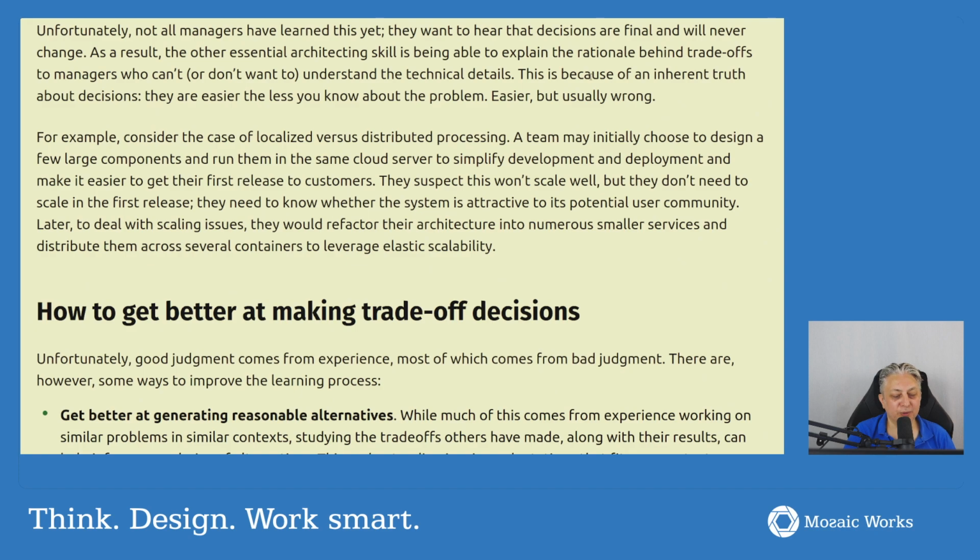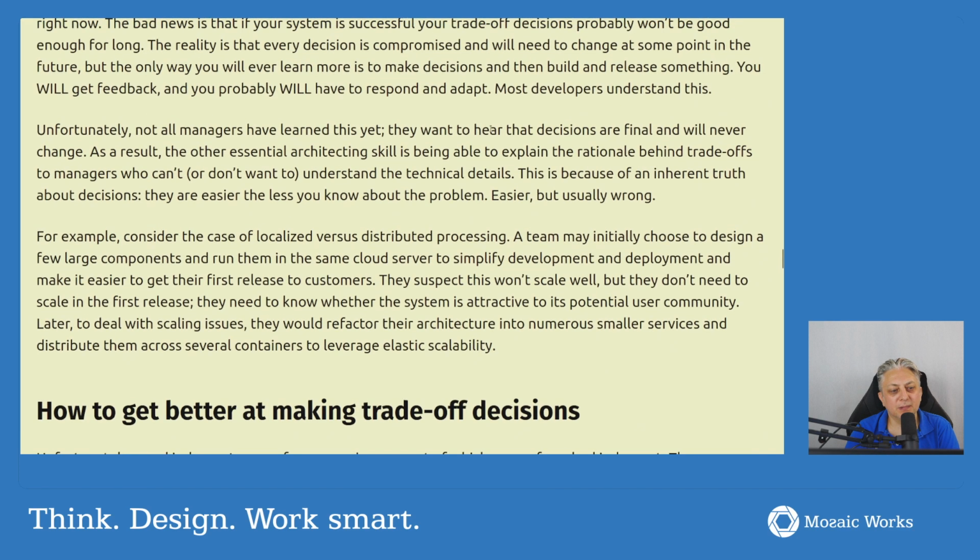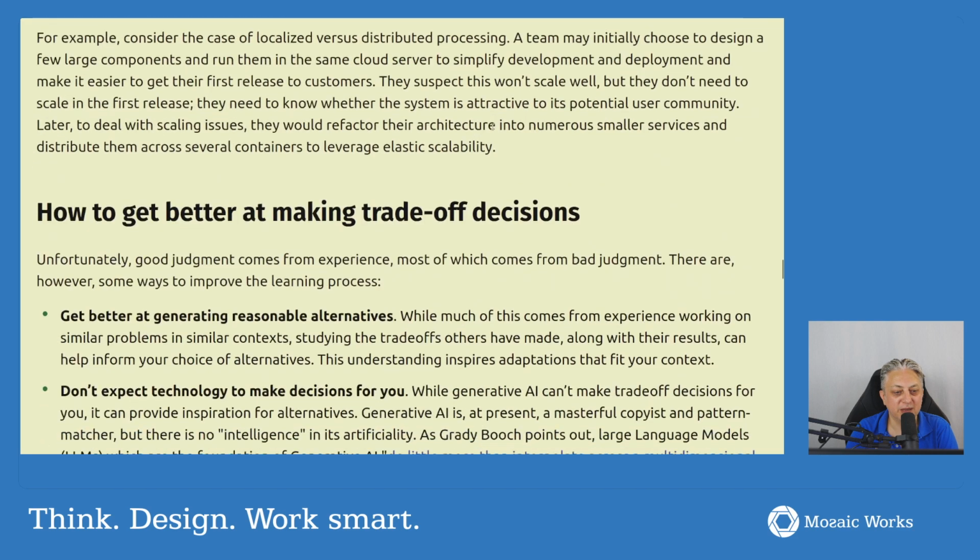We have this problem of unknowable things. There are things that we just don't know until we get there. And because of this, we need to change the decisions. So, yeah, as an architect, or if you are a team that takes responsibility for architecture, you need to be able to explain trade-offs to managers. And because of that, you need to understand trade-offs well enough so that you can actually explain them.